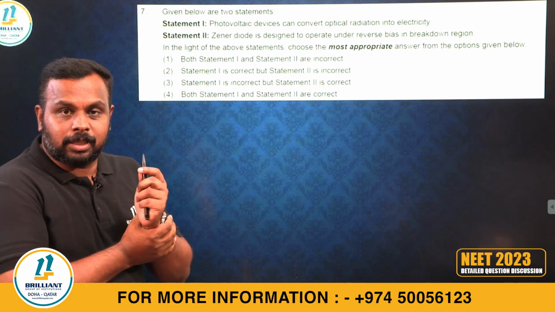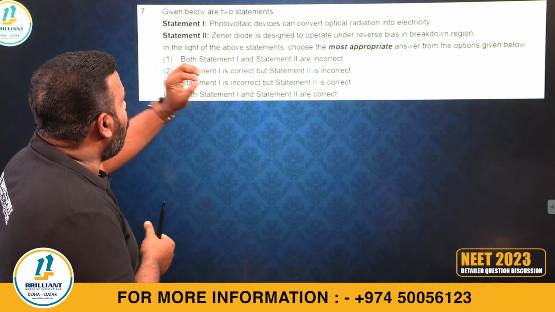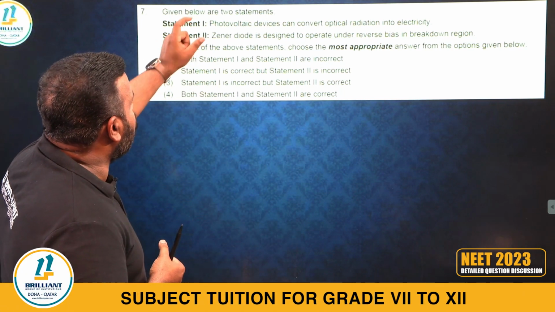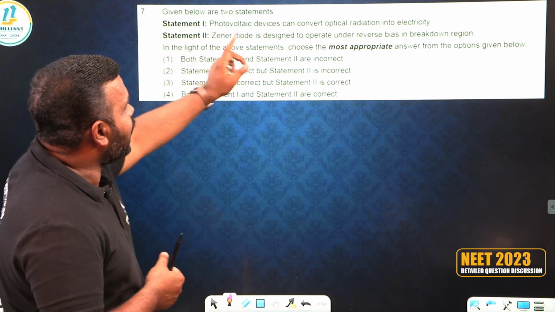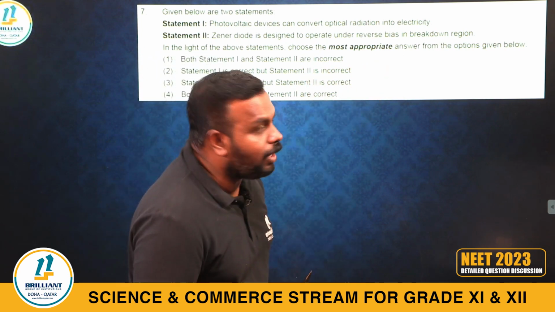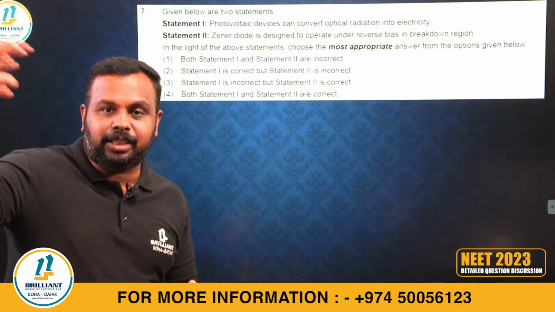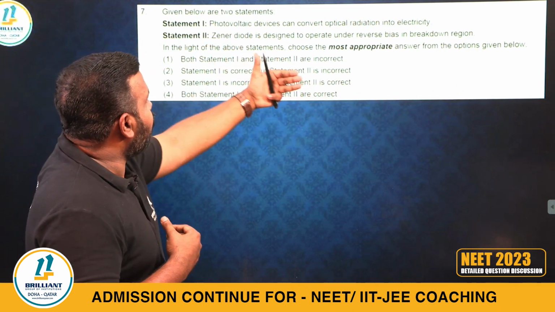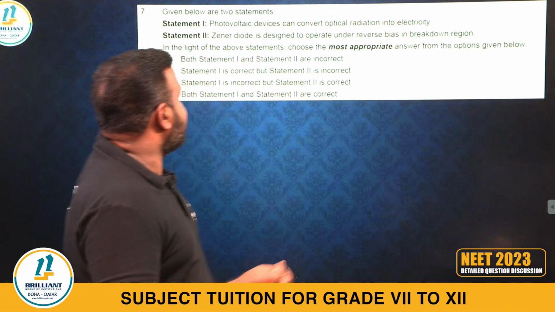Look at this. Given below are two statements. Let's check which all statements are correct. Photovoltaic devices can convert optical radiation into electricity. Of course, it's a correct statement. Light is falling, it is converting into what? Electrical energy. So, photovoltaic devices can convert optical radiation into electricity.